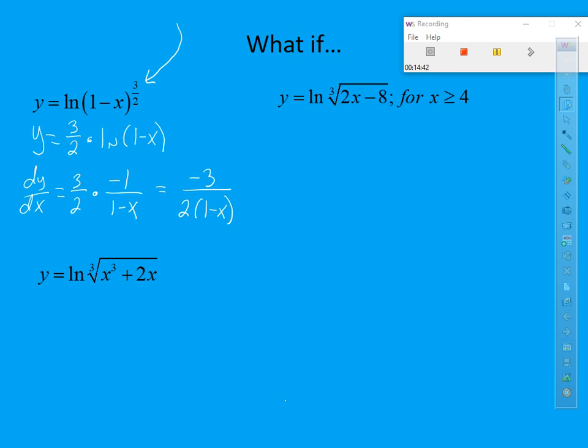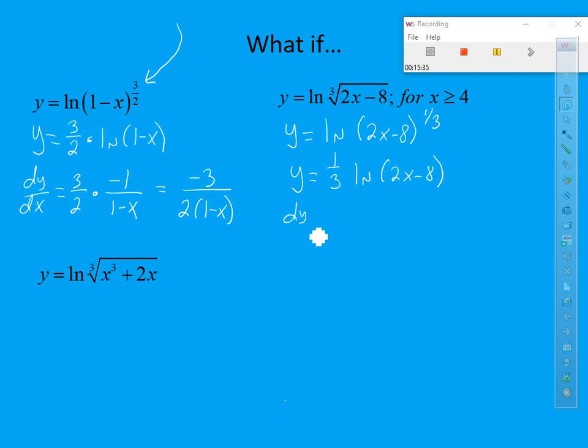On one of my slides coming up, I have an example where you don't get rid of it. It's ugly. Here goes my number 11. This says the natural log of the cube root of 2x minus 8. Well, we're going to think of this as the natural log of 2x minus 8 to the 1/3 power. Let's rewrite this as y equals 1/3 natural log of 2x minus 8. Now we're ready to go get this.